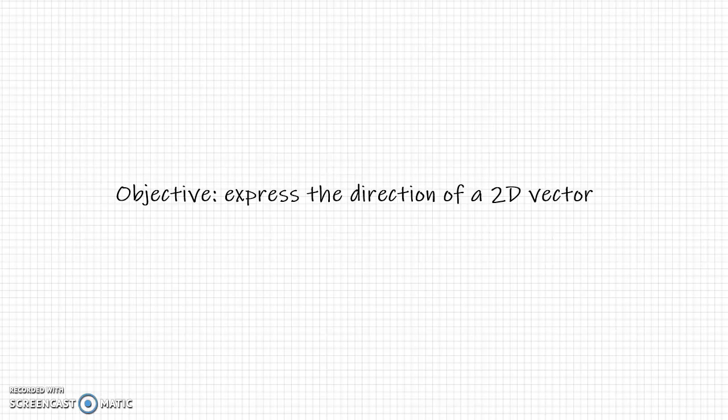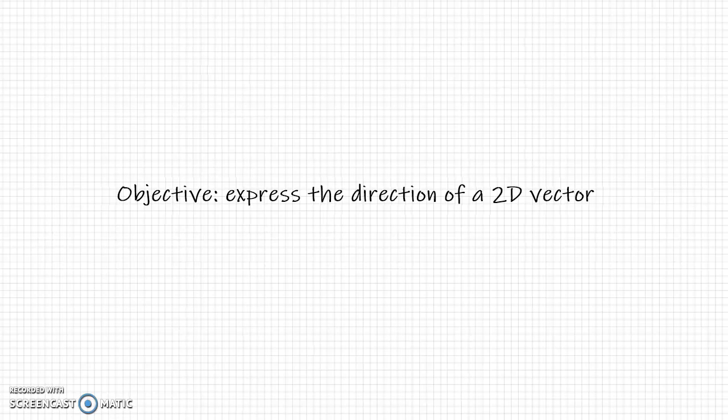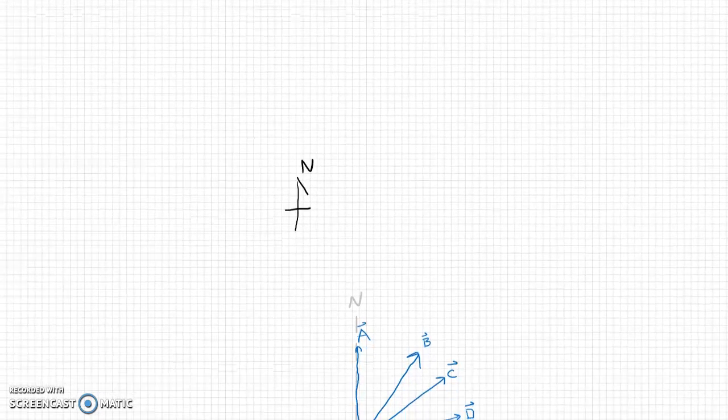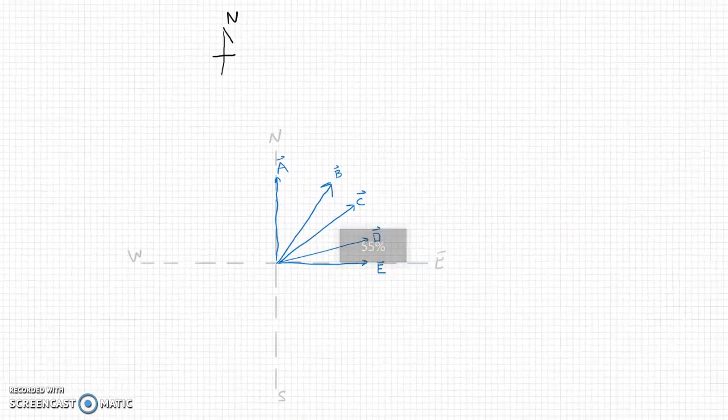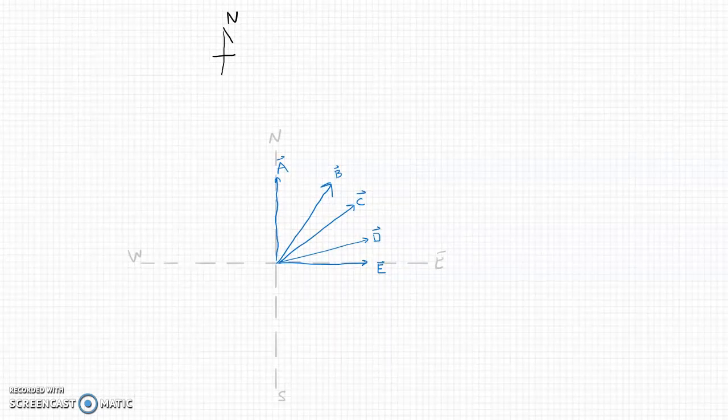Hey there, class. We're here today to learn a little bit about vectors and specifically how we're going to express the direction of a two-dimensional vector. In previous videos, we've talked a little bit about what a vector is, and I'll have a link to that for you here. But today, our purpose really is to understand the idea of how we're going to express these directions. So let's take a look and consider these 5 vectors that we have drawn here.